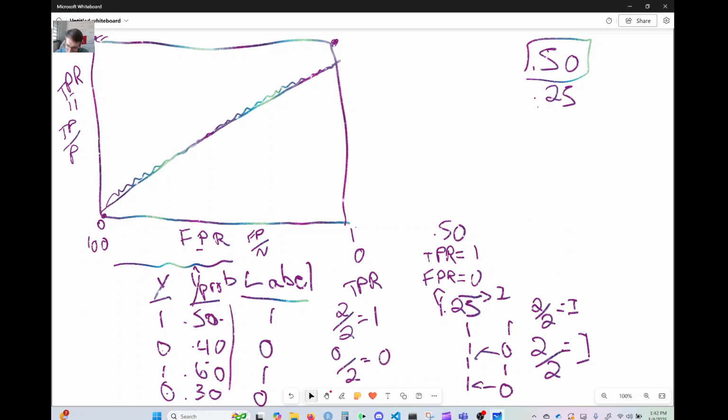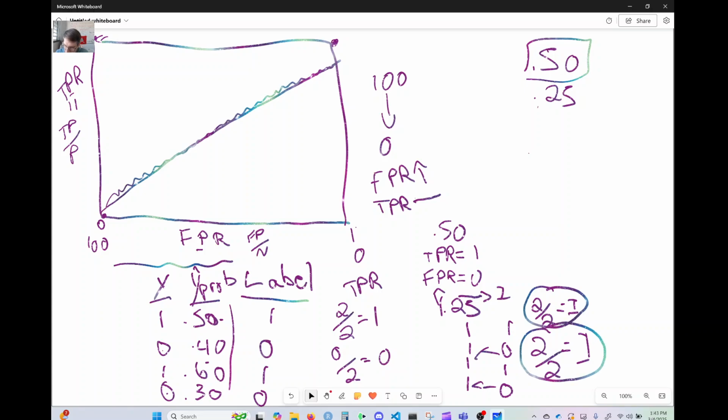All right? So what we see is that, typically as the threshold decreases, and remember we're going from 100 down to 0, our false positive rate is going to go up, and our true positive rate is essentially going to stay flat, right? And that's what we saw here, right? So this was our true positive rate. It did not change, right? And this was our false positive rate. We saw it go up.